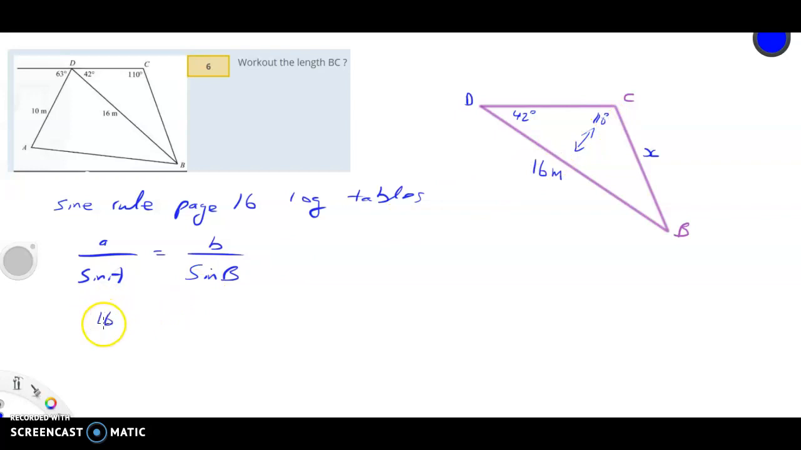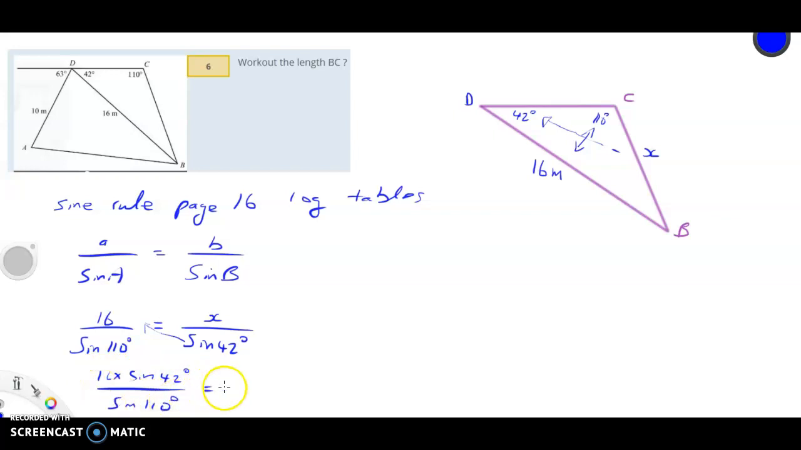We can say 16 over sine 110 degrees equals, now what we're looking for is X, so we'll call that side X, and its matching angle, the angle the whole way opposite there, is 42 degrees, so sine 42 degrees. In order to isolate X, we multiply both sides by sine 42, which means in effect this guy will be travelling up and across. So we end up with 16 multiplied by sine 42 degrees all over sine 110 degrees equals X.